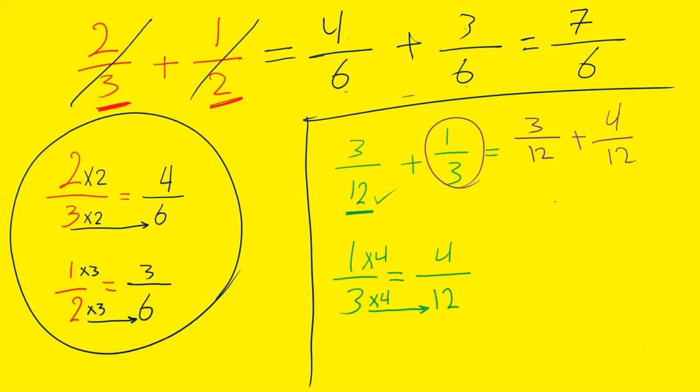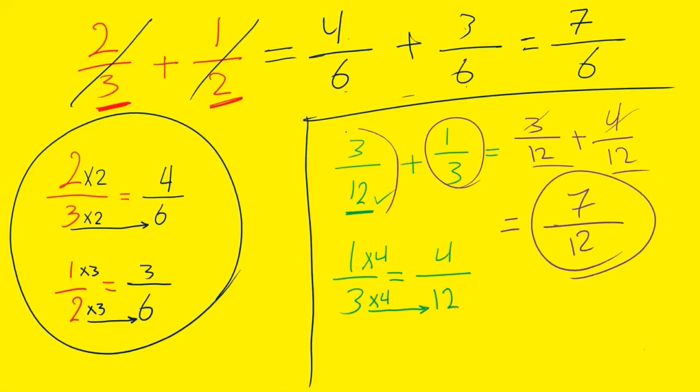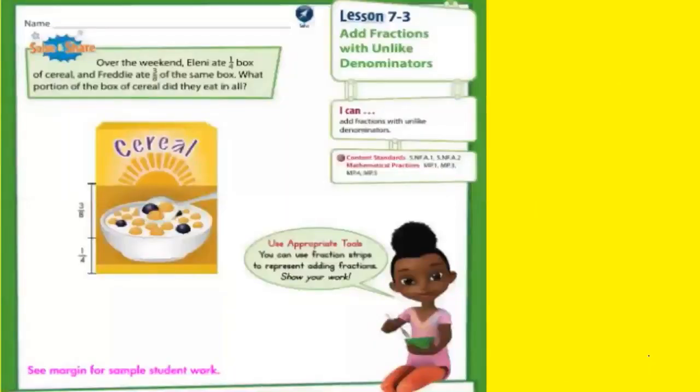Now I can say equal 12, keep 12 as it is. 3 plus 4 equals 7 over 12. Just only, this is the answer. So I can keep one and change one, or change both of them. Okay, let's go directly to solve and answer the question.